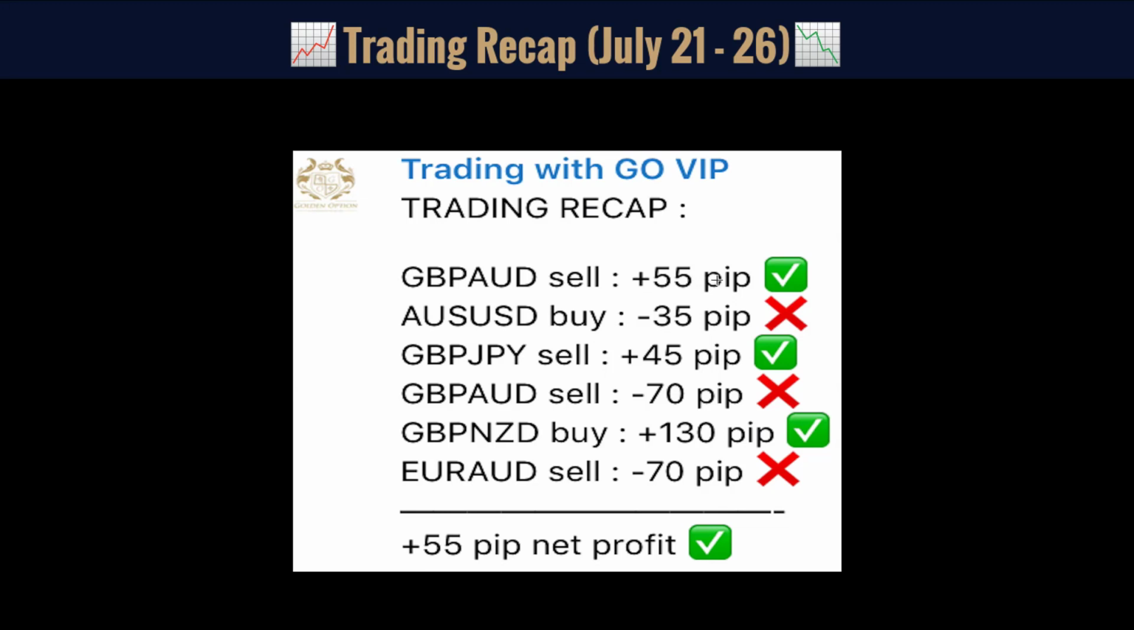So during this week, guys, we had the GBPUSD for a win. First trade, 55 pips. AUDUSD minus 35. GBPJPY 45 pips gain. GBPAUD lost 70 pips. GBPNZD a massive 130 pips gain, and EURAUD minus 70 for a still positive week. A fifth consecutive week winning with 55 pips net.